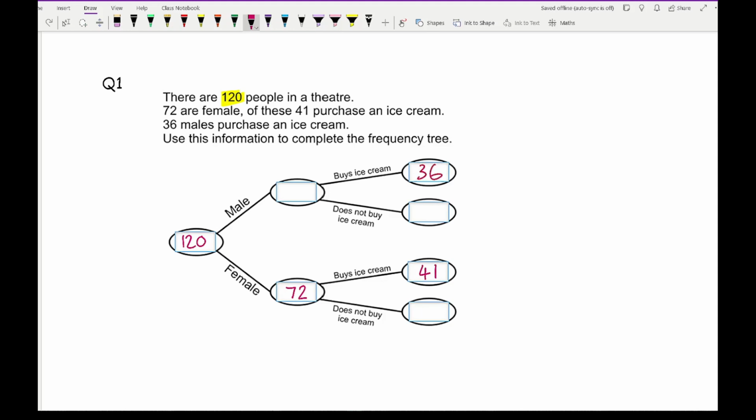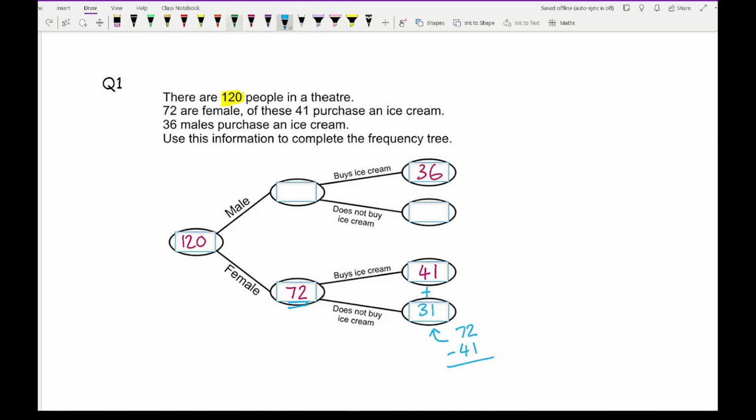So from the information that's been given to me in the question, I filled in 4 of the 7 boxes. What I now need to do is use my knowledge that the frequency diagram is all about totals. So here, working out this box, these two added together need to give me 72. So to work out that one, I do 72 take away 41, which gives me an answer of 31.